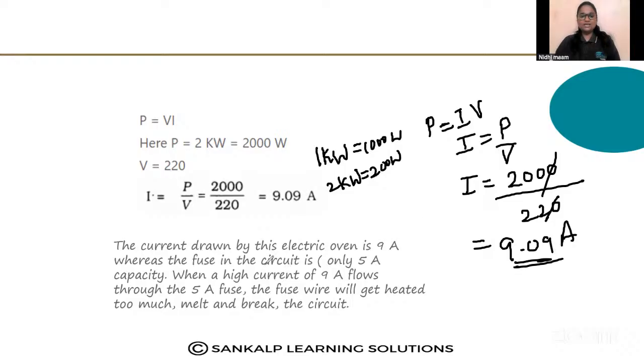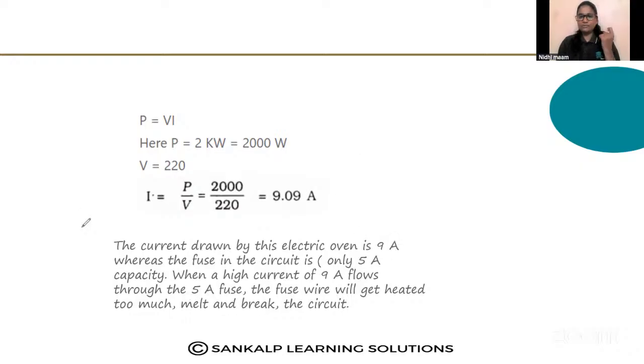Okay, so the current drawn by this electric oven is 9 ampere, whereas fuse in the electric circuit is only 5 ampere. So when a high current of 9 ampere flows through a 5 ampere fuse, the fuse wire will heat up too much and it will melt and break the circuit. So ಆ ರೀತಿ ನೀವು ಕಮೆಂಟ್ ಮಾಡಬೇಕು ಪ್ರಾಬ್ಲಮ್ ಮೇಲೆ. ನಮಗೆ ಬೇಕಾಗಿದ್ದು 9 ಆಂಪಿಯರ್, but ನಮಗೆ ಫ್ಯೂಸ್ ಇಂದ ಬರ್ತಾ ಇರೋದು 5 ಆಂಪಿಯರ್. ಸೊ ಯಾವಾಗ 9 ಆಂಪಿಯರ್ ಹೋಗುತ್ತೋ ಅವಾಗ ಏನಾಗತ್ತೆ, ಆ ಫ್ಯೂಸ್ ವಯರು ಹೀಟ್ ಆಗಿ ಮೆಲ್ಟ್ ಅಪ್ ಆಗಿ ಕರೆಂಟ್ ಹೋಗತ್ತೆ ಮನೆಯಲ್ದು ಅಲ್ವಾ. So this is how we have to solve the problems on this chapter.